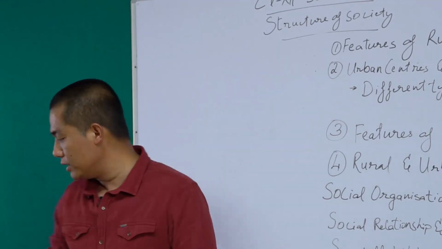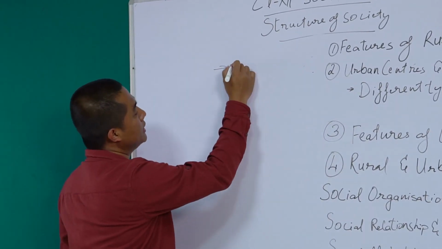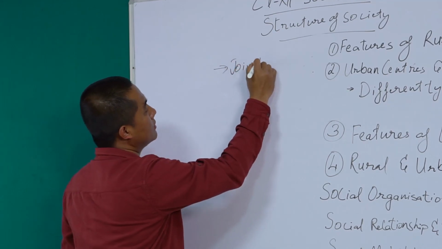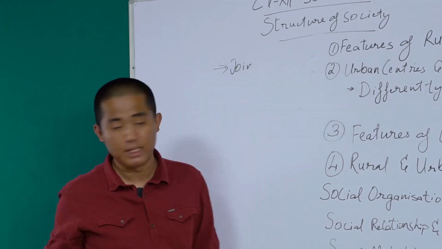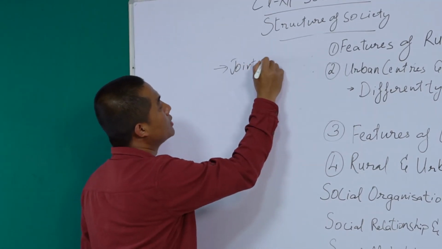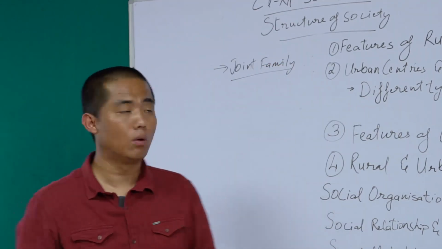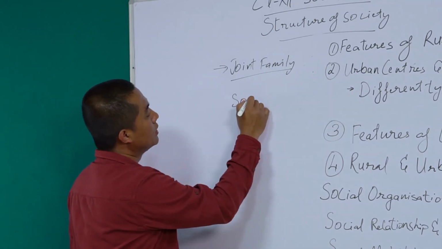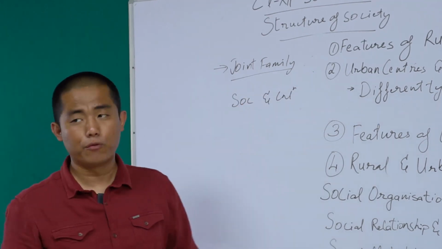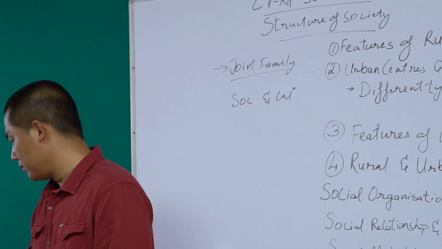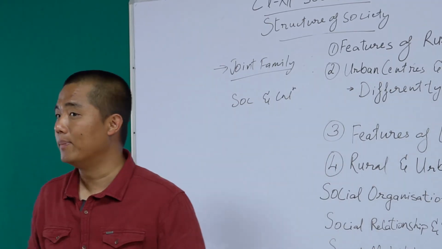And the second feature or characteristic of rural society is the joint family system, okay, or the joint family. That is what we will be discussing. Under this joint family, there is a huge influence on the social and cultural aspects of an individual. But before we go into this particular topic, I would like to explain a little bit about what is a joint family system.